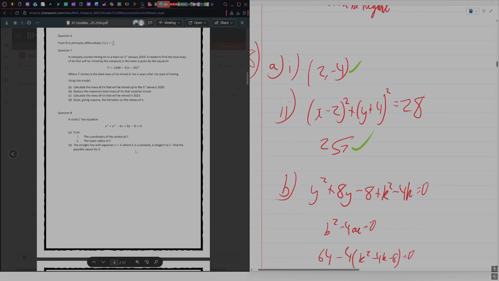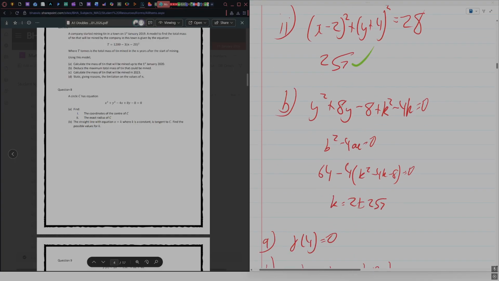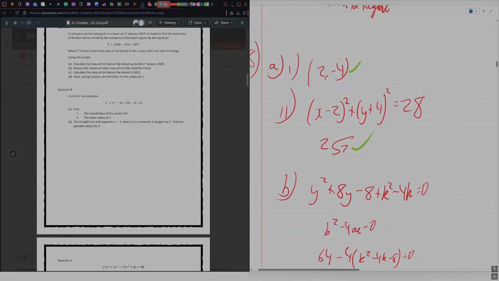So, circle question, a bit of a break. You can see if they just ask for the center, you can just kind of figure it out without actually having to complete the square, by just halving and switching the signs. But they did ask for the radius, so I had to complete the square to get that. Especially because the radius wasn't a perfect square, r squared.